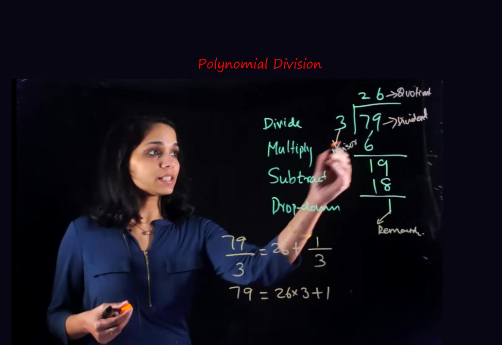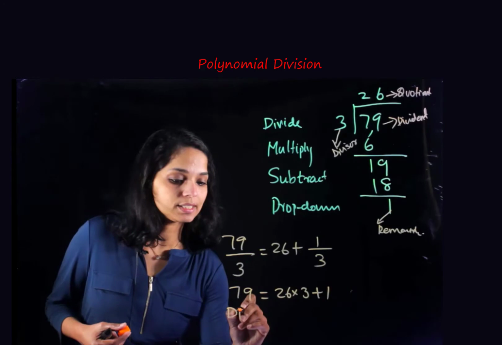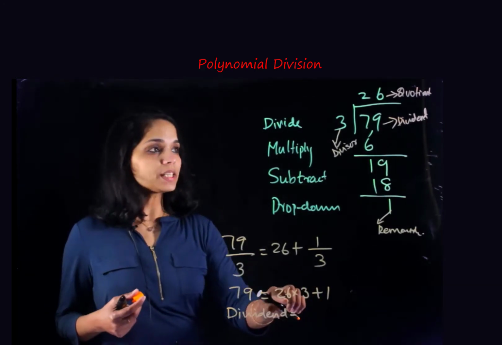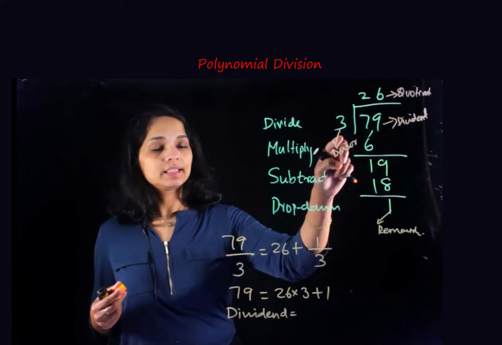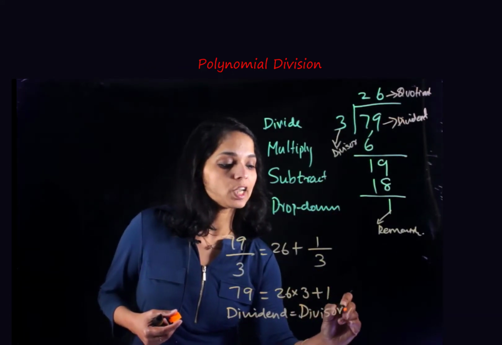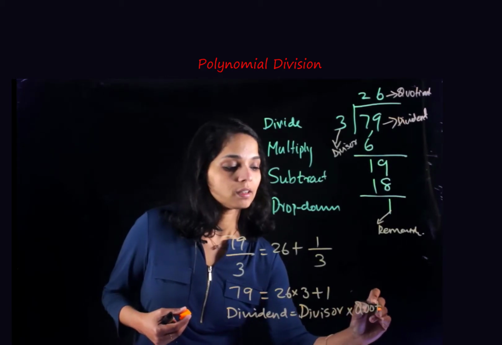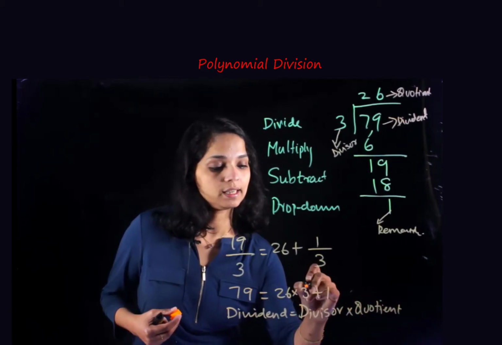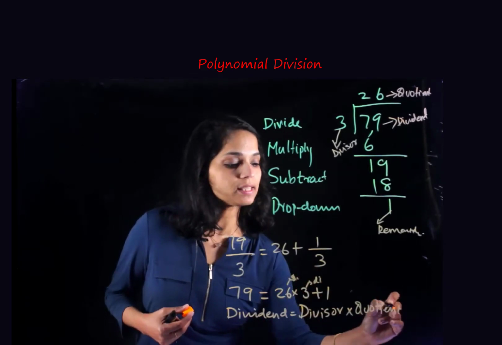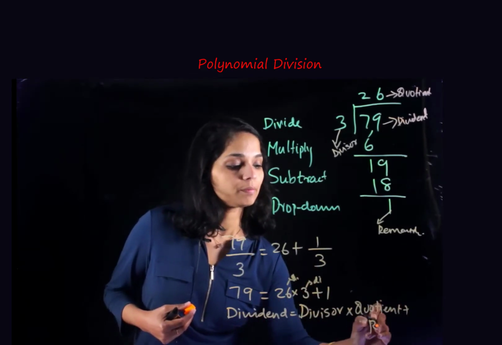Or 79 is the dividend. So the dividend equals 26 is the quotient, 3 is the divisor. So that's the divisor times the quotient. So this is the divisor and this is the quotient, plus the remainder.